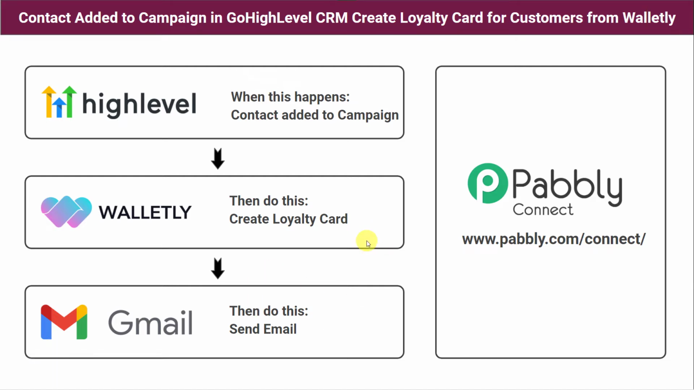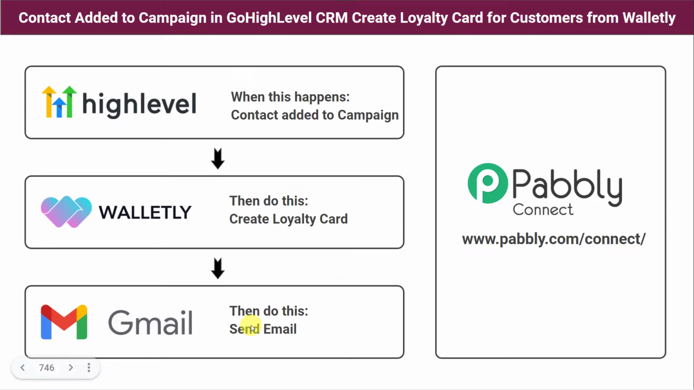So the idea here is that you have created a campaign in your HighLevel CRM account. Now you want that whenever a contact or a customer is added to that particular campaign, automatically a loyalty card should be generated for that particular customer and it should be shared on his or her email address. For this, we need to create a connection between HighLevel CRM, Walletly and Gmail so that whenever a contact is added to the campaign, automatically the loyalty card gets generated and it is shared on the email address of the customer.